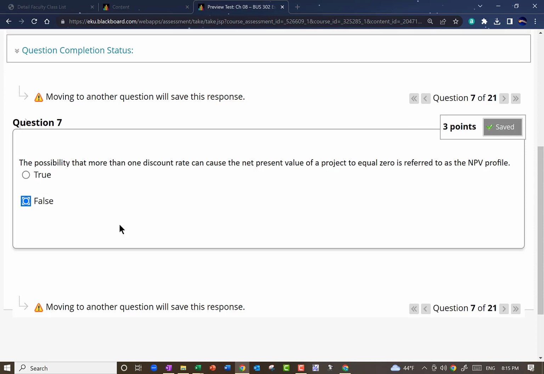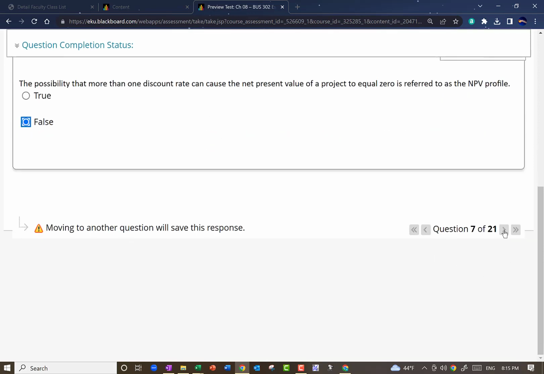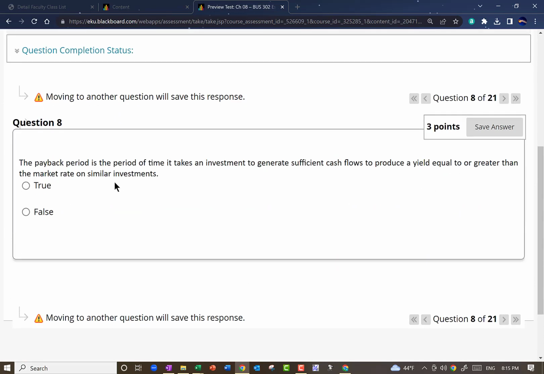For mutually exclusive projects, it calculates NPVs for each discount rate. There is another thing that we're not using in the class. I'm not discussing in the class. It's called average accounting return. You can look that up.